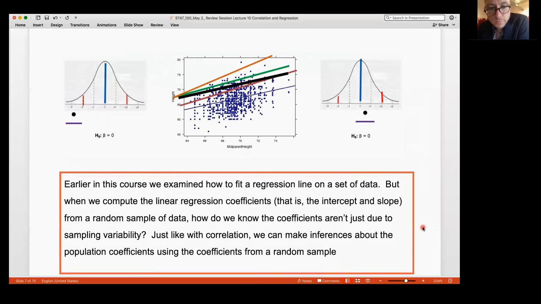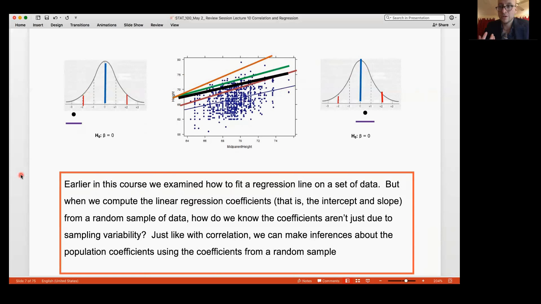Okay. So when we talk about regression, we examine how to fit a linear regression based on a data set. But when we compute linear regression coefficients, that is the intercept and the slope, because that's all the coefficients are. The intercept is the value of y. Right, if we go right here, what is the value of y when x equals 0? That's the intercept. And then the slope, which is how steep is that line going to be?